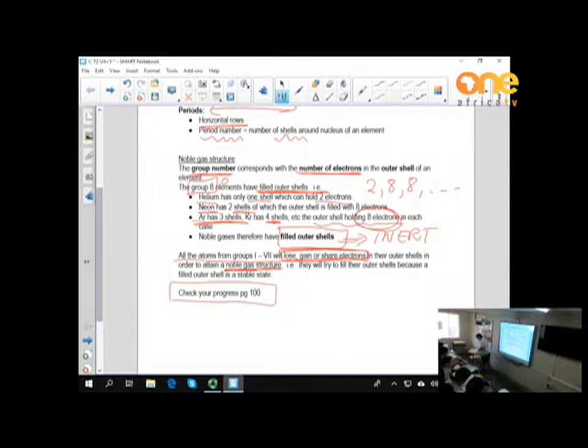Yeah. Which atom is in group 3? Now, what determines the group number of the element?